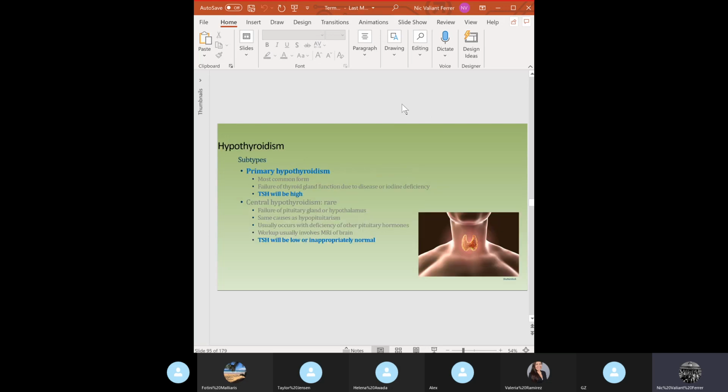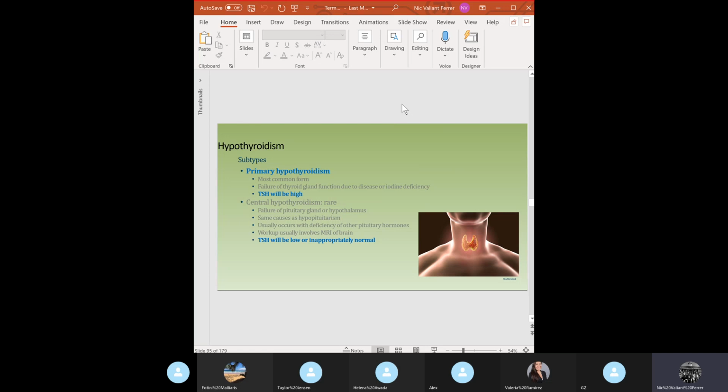There are different subtypes. I don't know if this is for term 4. We have primary hypothyroidism, so you have decrease in T3 and T4. What happens to TSH? Negative feedback mechanism. TSH will be high. Central hypothyroidism is rare, right? Central hypothyroidism means there's a failure of the pituitary gland or the hypothalamus. Same causes as hypopituitarism. So basically, your pituitary gland or hypothalamus is not functioning, right?